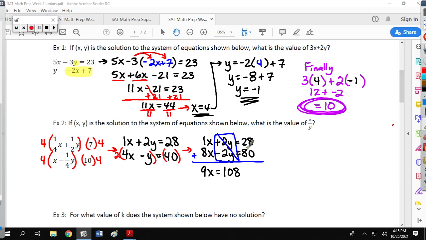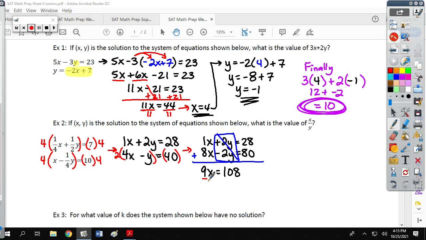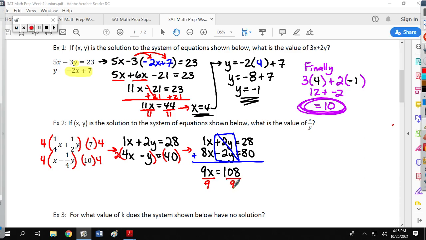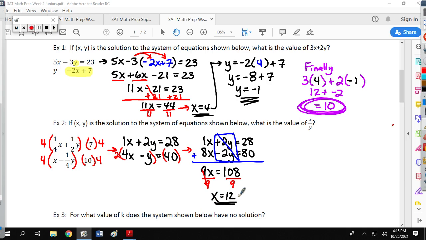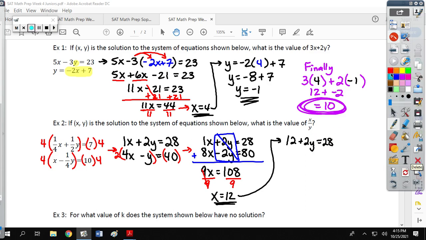Okay, anyway, that leaves a one-step equation. We divide both sides of that equation by 9, and we get that x is equal to 12. Then we take that x equals 12, we plug it back into one of the original equations. I'm going to use this one right here, x plus 2y equals 28, to say 12 plus 2y equals 28.